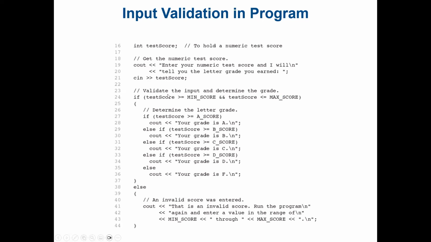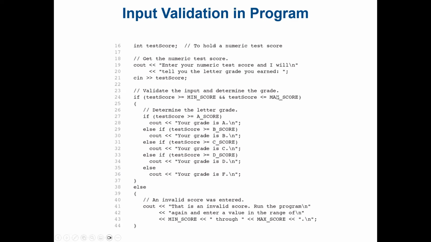So now we are going to check if the test score is greater than or equal to min score, and the test score is less than or equal to max score. This is, we check to see if the input is valid. So let's say the min score will be 0 and the max score will be 100. So it should be between 0 and 100.